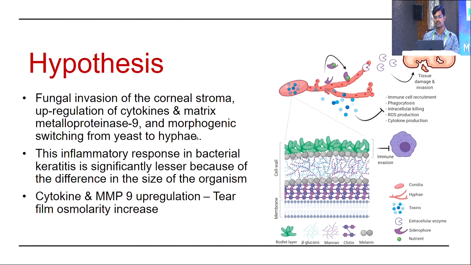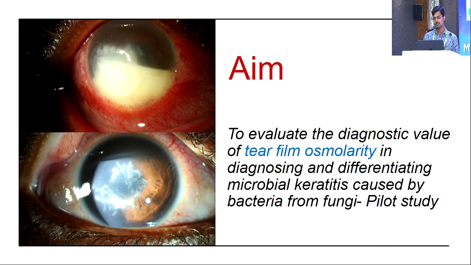Coming to the hypothesis, fungal invasion of the corneal stroma upregulates cytokines and matrix metalloproteinases. These cytokines and matrix metalloproteinases increase the tear film osmolarity, and there is also morphogenic switching of the yeast to hyphae. When compared to bacteria, the fungi are larger in size, so there is more inflammatory response than in bacterial and other infections. This cytokine and MMP9 upregulation results in an increase in tear film osmolarity. The aim of this pilot study was to evaluate the diagnostic value of tear film osmolarity in diagnosing and differentiating microbial keratitis caused by bacteria from fungi.